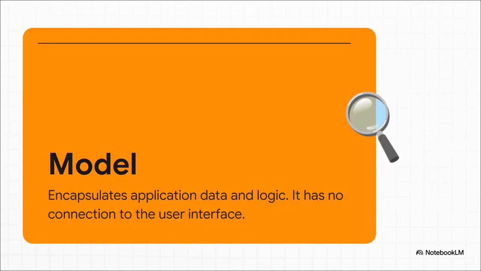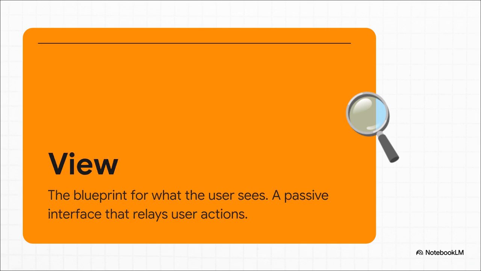So first up, you've got the model. This is your app's single source of truth. It's just the pure data and the rules. Think of a memory game. The model knows which cards exist and whether they're face up or face down. That's it. And the crucial part, the model has no idea what the user interface looks like. It doesn't care. Then there's the view. And hey, we know this one. This is our Lego blueprint. Its only job is to look pretty.